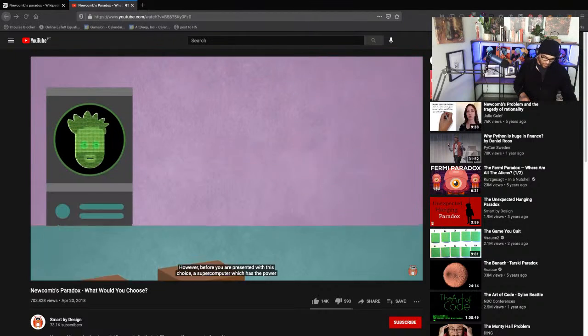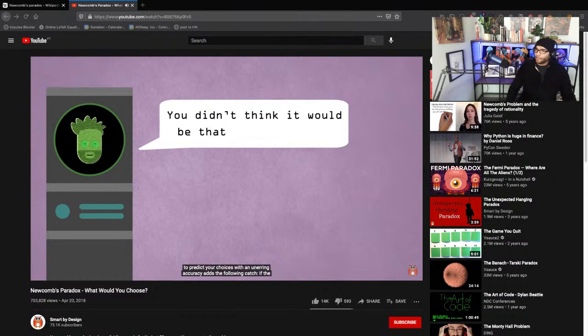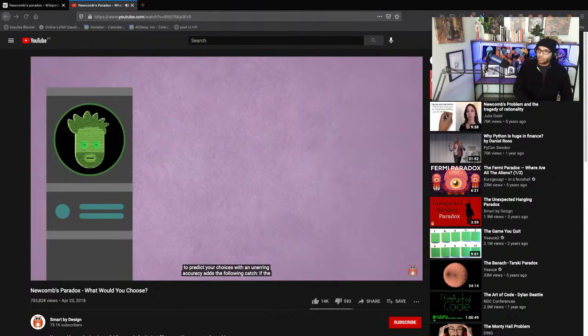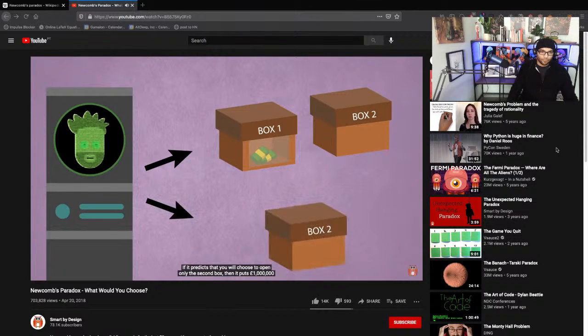However, before you are presented with this choice, a supercomputer which has the power to predict your choices with unerring accuracy adds the following catch. If the computer predicts that you will open both boxes, then it will put nothing in box 2. If it predicts that you will choose to open only the second box, then it puts £1 million in the box. The supercomputer has carried out this test hundreds of times and has never made a wrong prediction.